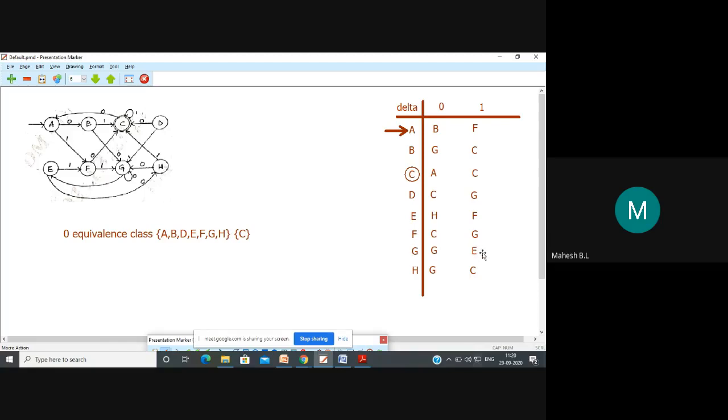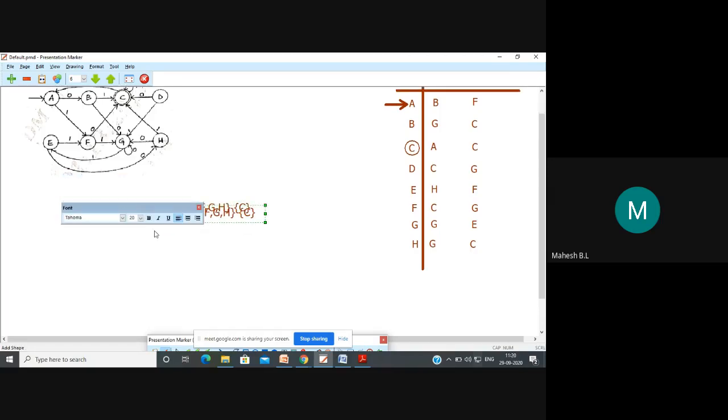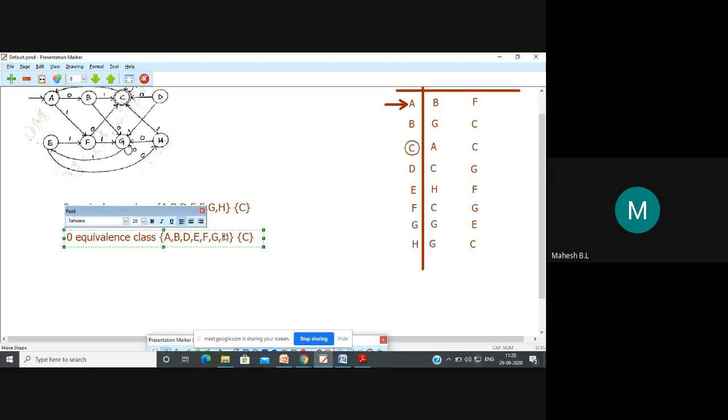G, E both are in same class. Okay, so let's write it. Which are in the same class, we'll put together. So A, one second. A: B, F both are in same class.